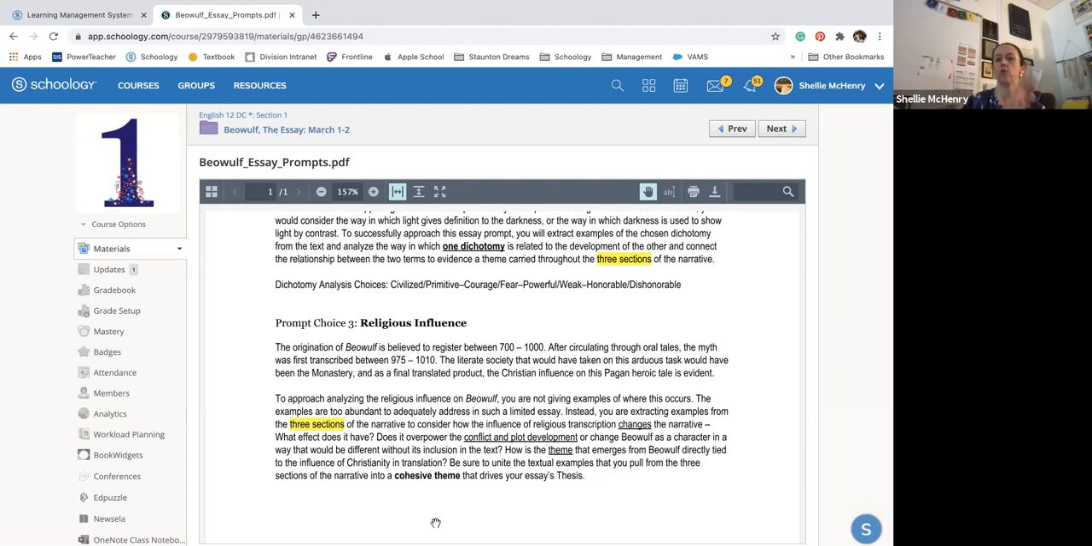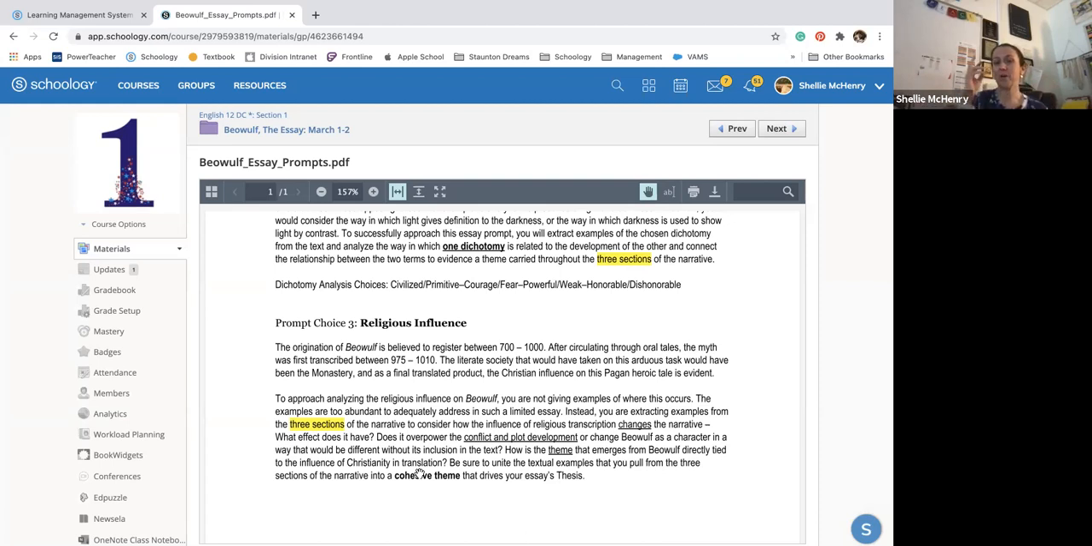But you're going to look at the overall idea that obviously we know there's a religious influence to the text. So what you are analyzing in your writing is, in what way does it overall affect the text, and how will the text be different without it? All right. So how is the theme that emerges from Beowulf directly tied to the influence of Christianity in translation? That is a theme that you're identifying. So what do you think the overall idea or message from Beowulf is? How does that tie to religion? And if that religious influence was taken away, what then happens to that theme?